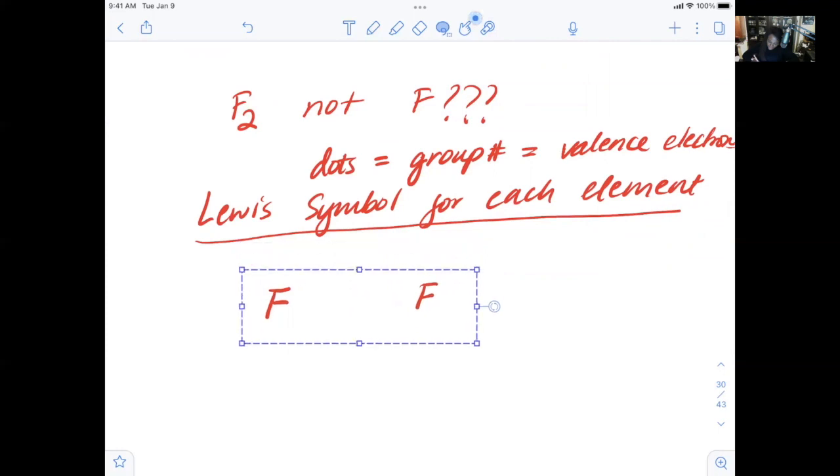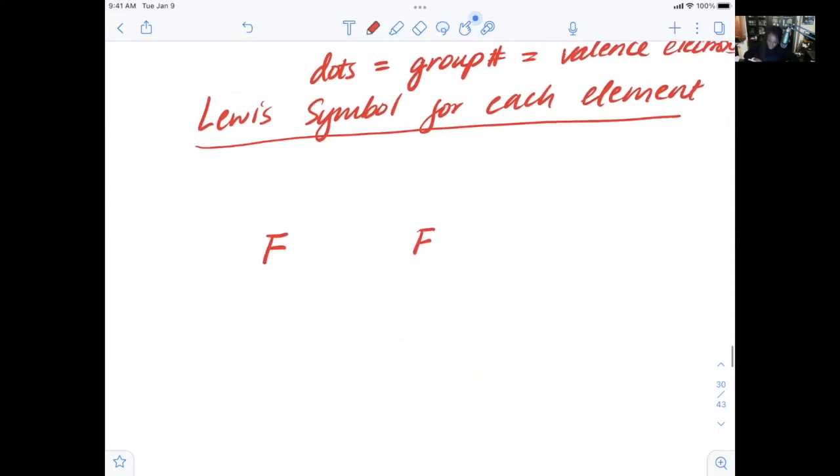Once again, I have to reintroduce myself to using this app because it's been a while. Okay, fluorine is in group 7, so each fluorine is surrounded by 7 dots. 1, 2, 3, 4, 5, 6, 7. 1, 2, 3, 4, 5, 6, 7. Fluorine atoms do not like to exist as individual atoms. They would rather pair up for stability. That way, each fluorine, even when it's not in a compound, will be surrounded by 8 electrons. So what they do to achieve that state is share unpaired electrons.